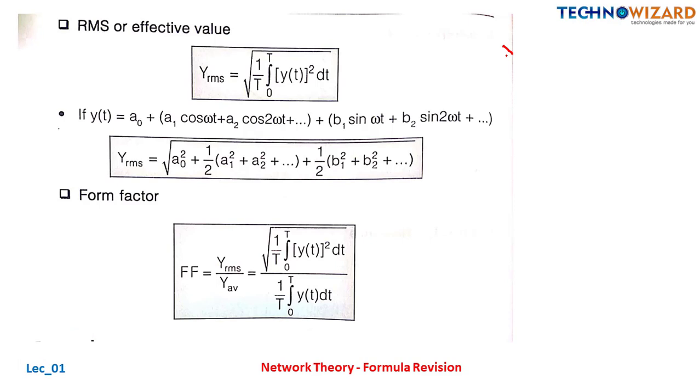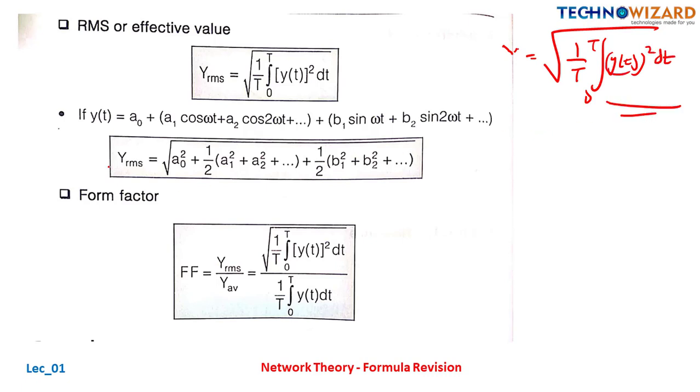Now last is how you can find the RMS value. RMS value is known as the root mean square value. It is the square root of 1 by T integral of 0 to T of y of t whole square dt. This is how you can find the RMS value. Now if y of t is given in Fourier series form, from here also you can find the RMS value.